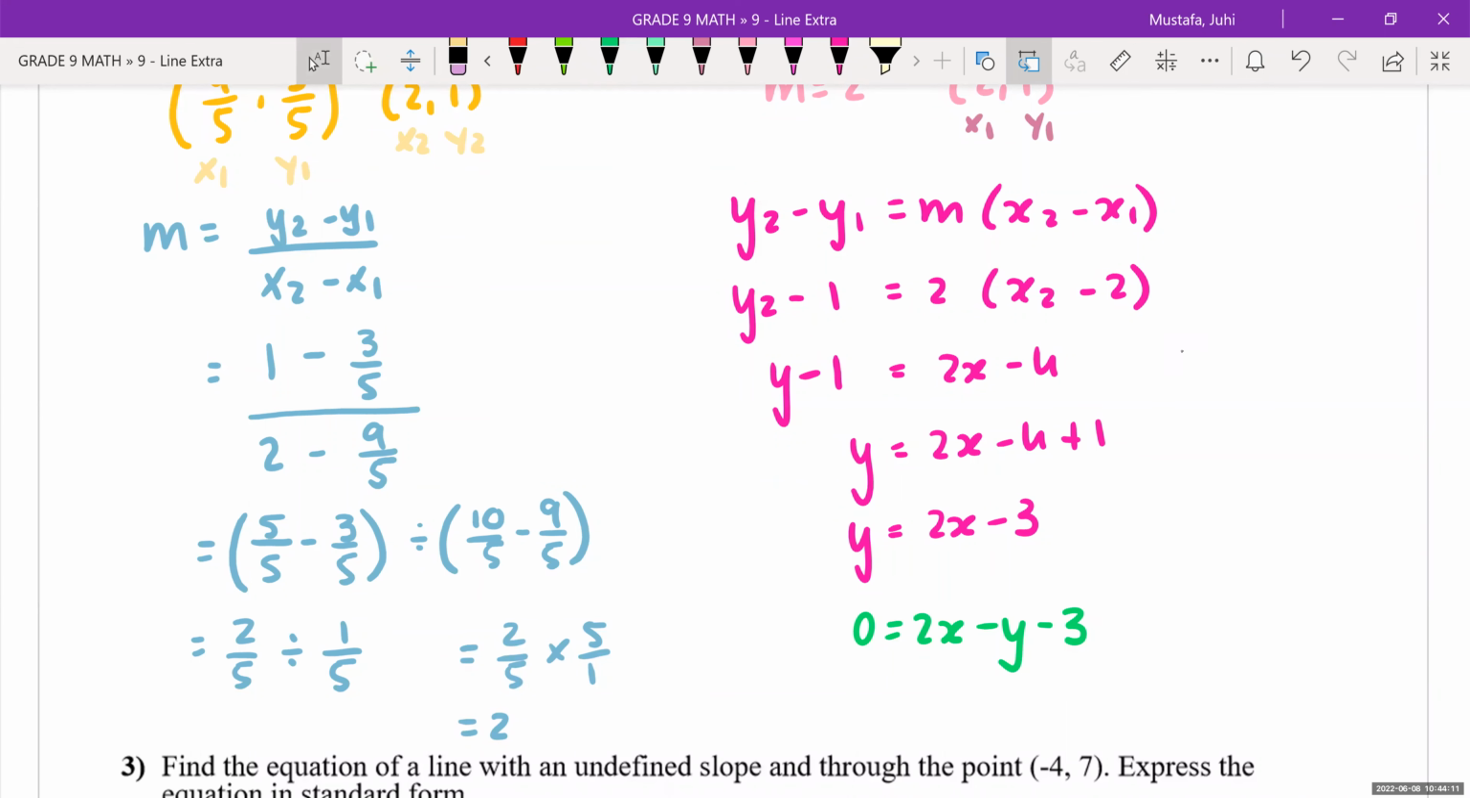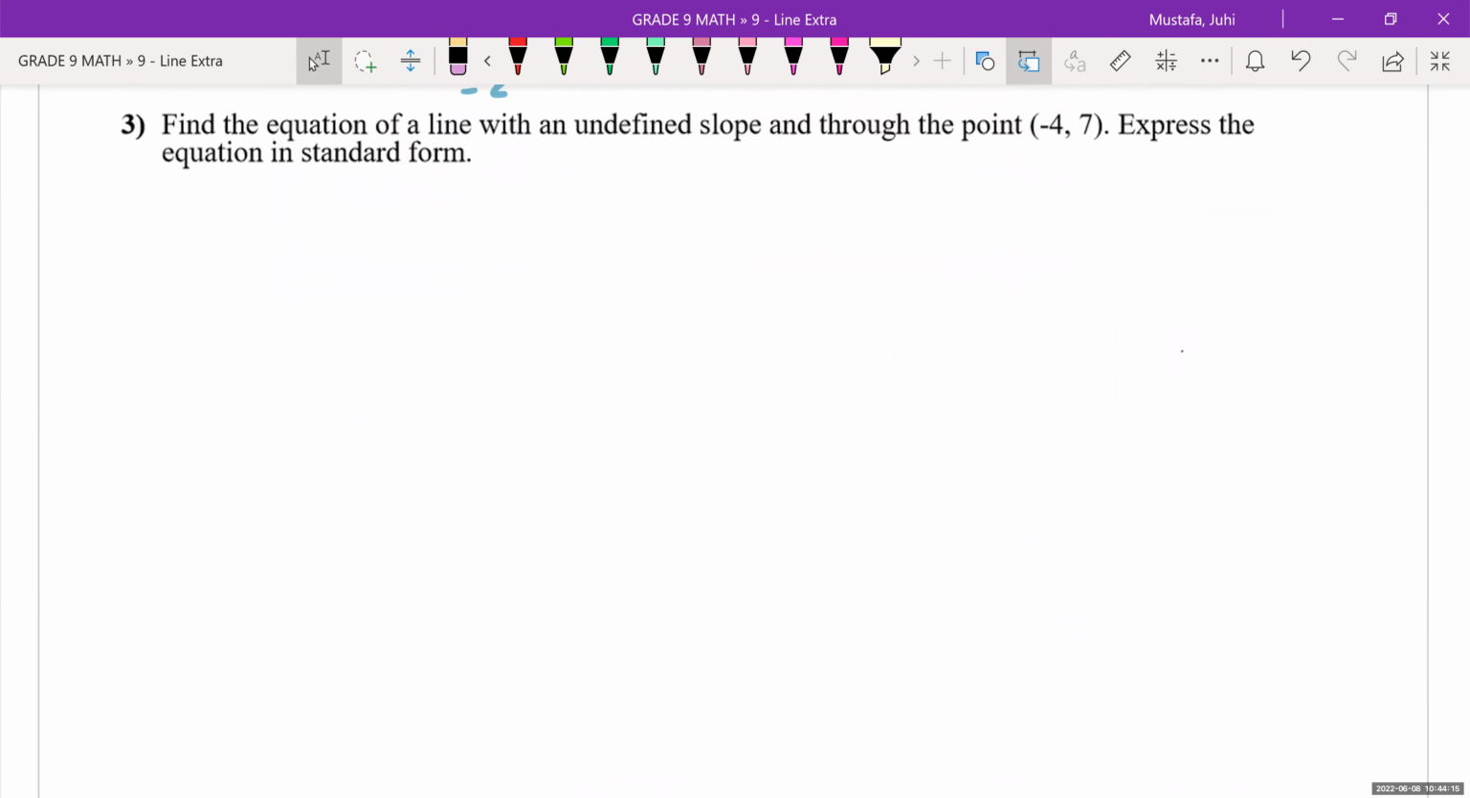Questions? You guys okay? All right, last question. Find the equation of a line with an undefined slope and through the point -4, 7. Express the equation in standard form.